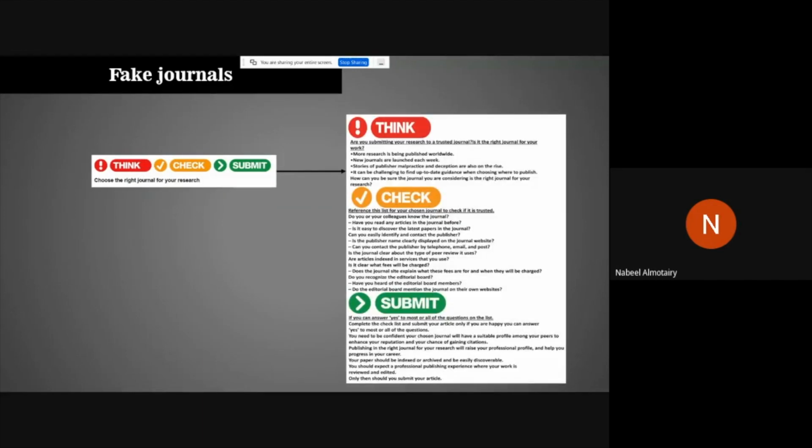I think the best way to check if the journal is fake or not, you could follow the Think, Check, Submit guidelines. These guidelines have different questions. If you manage to answer all the questions with yes, then this journal will be eligible. If you can't answer all the questions with yes, I think it's good to avoid the journal.